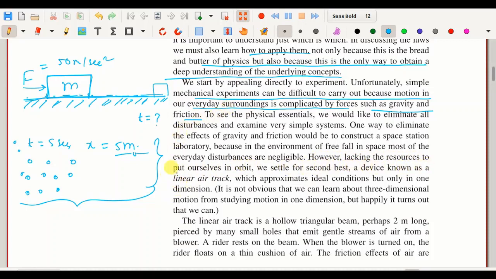We need to experiment again on whatever Aristotle or Newton or Galileo has said about the equation of motion or the laws of motion. Is it actually true or not? The air track approximates ideal conditions, but only in one dimension. Okay, we need to track it in one dimension. If anybody is at rest, will it actually stay at rest? Or if anybody is in motion, then it needs a force to stop, otherwise it will always be in motion. We need to do it experimentally, but in real life we cannot, because there are other forces that may stop it. How to do it?